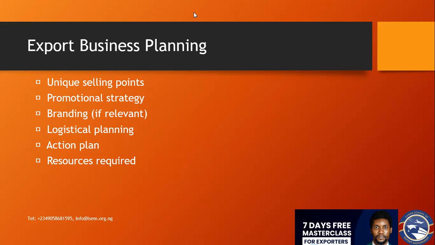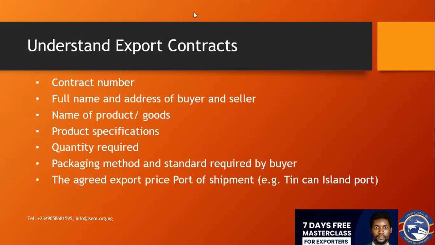Then you also have to have your action plan, the things that you are supposed to do, how you intend to work, and what you are supposed to achieve. Then your resources, that is every other documentation that is needed to scale your export business, and most especially resources in terms of quality certificates, quality analysis of the commodity that you are looking into exporting.